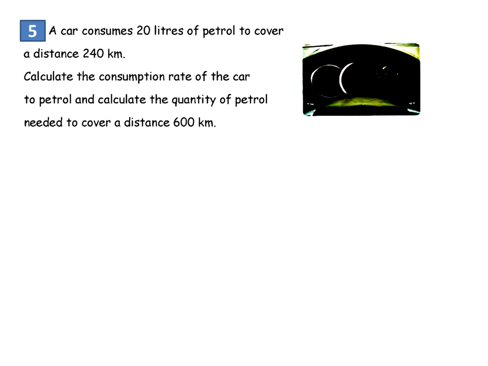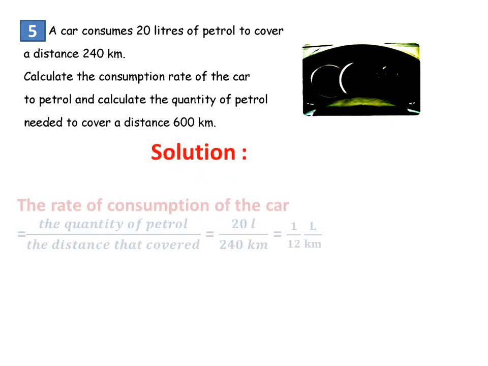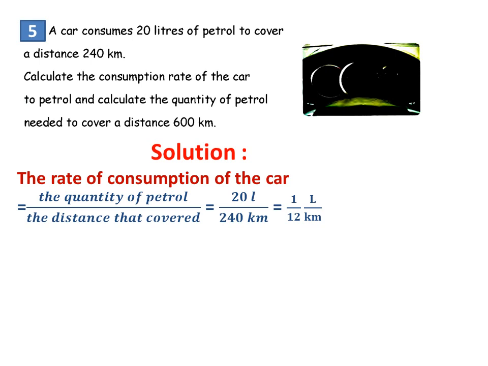As we know, the rate of the car equals the quantity of petrol over the distance in kilometers. Solution: firstly, the rate of consumption of the car equals the quantity of petrol divided by the distance the car covered. The quantity of petrol is 20 liters, so 20 liters divided by the distance 240. Using a calculator, it will be 1 over 12 liter per kilometer. So the rate of consumption of the car equals 1 over 12 liter for each kilometer.